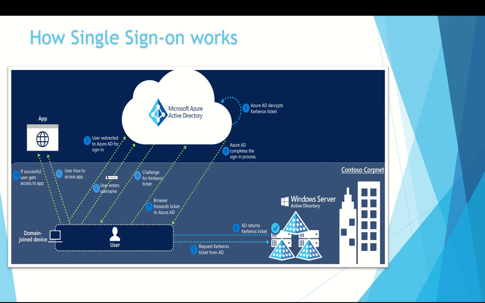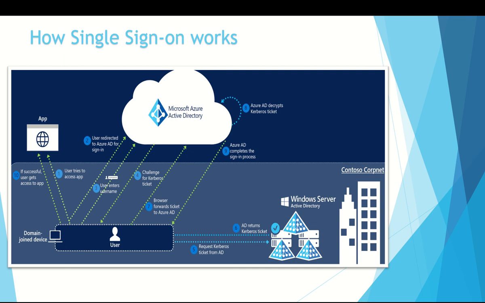Using JavaScript in the background, Azure AD challenges the browser via a 401 unauthorized response to provide a Kerberos ticket. The browser in turn requests a ticket from Active Directory for the AZUREADSSOACC computer account, which represents Azure AD. Active Directory locates the computer account and returns a Kerberos ticket to the browser encrypted with the computer account's secret. The browser forwards the Kerberos ticket it acquired from Active Directory to Azure AD.